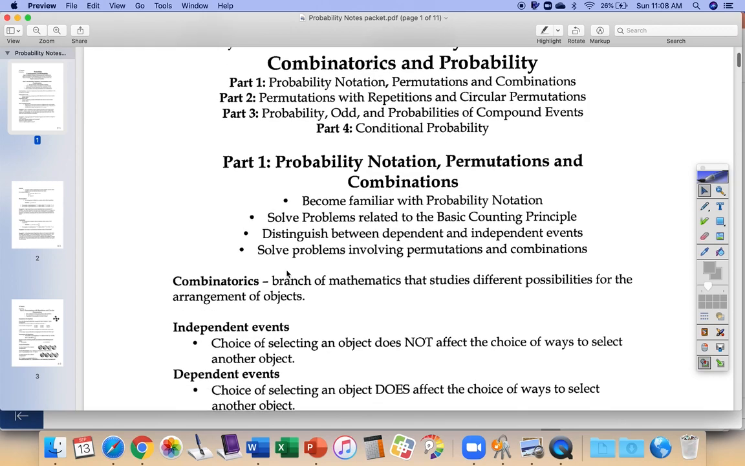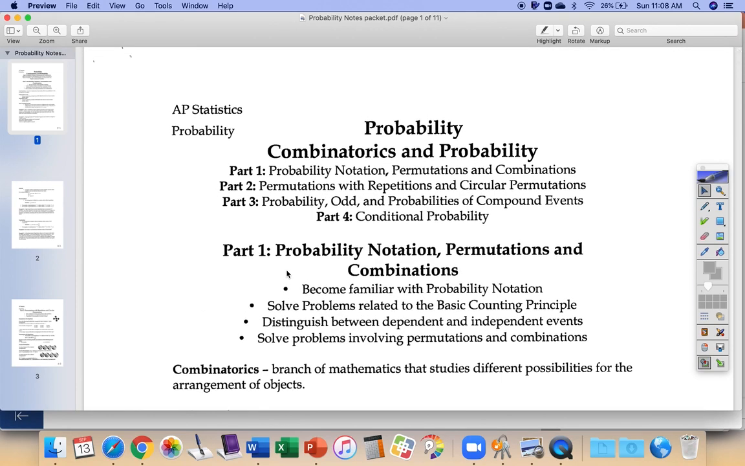Here is the notes packet that pops up. It's a PDF. Feel free to download it. Feel free to print it. But this is where you're going to be following along with the lesson today. We're going to start with probability. It is not a chapter in the book, so you're not following along in the book. These are our notes. We're going to do these first 3 pages today, and we're going to slowly go through it.